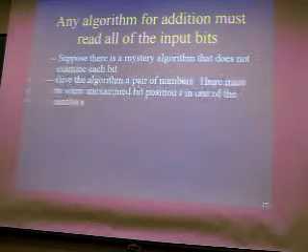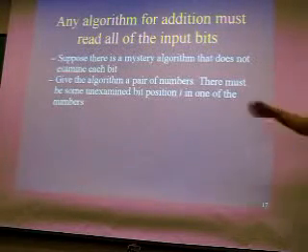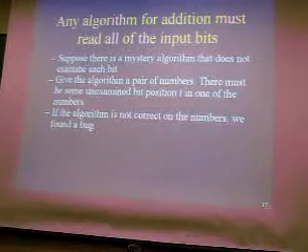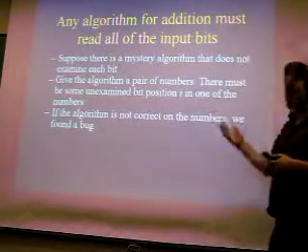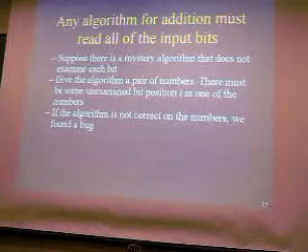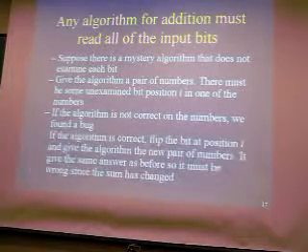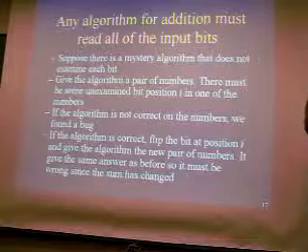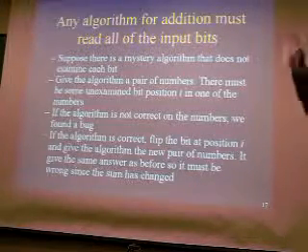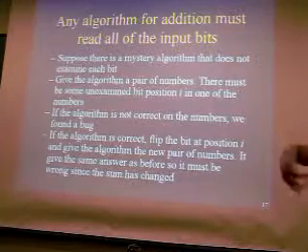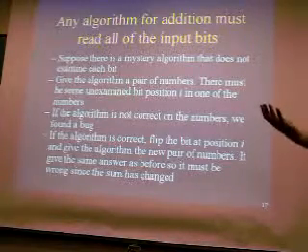Suppose there was an algorithm that could do it, and you give the algorithm two numbers. If it doesn't look at all the bits, there's some bit position it doesn't look at. If it gives you the wrong number, then you know that you have a bug already. Otherwise, you flip that one bit, and the algorithm didn't notice that you changed it, and it gives you the wrong answer on the other input. Everybody kind of follow that?